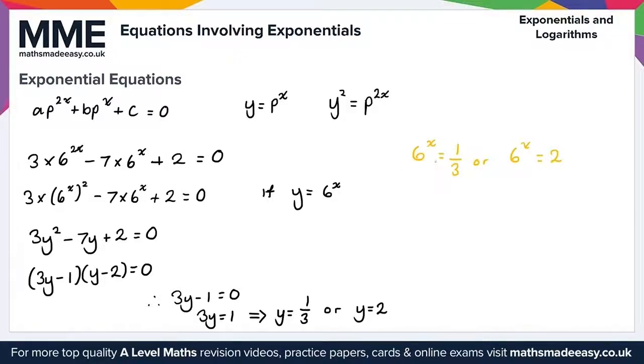So in that case then, x is equal to the log of a third base 6, or x is equal to log of 2 base 6. And all we need to do now is just simply evaluate both of these on our calculator. And if we do this correctly, we get minus 0.613, so x is equal to minus 0.613, or x equals 0.387. Okay, so that gives us the solution to our example, and gives us everything we need for exponential equations.